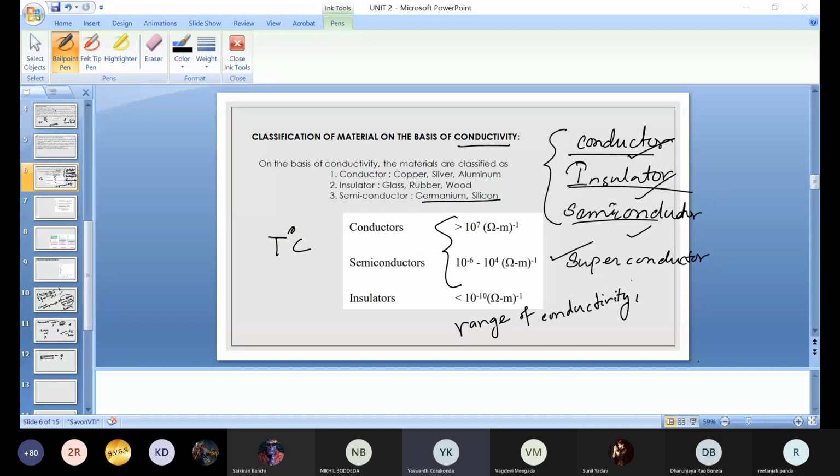Madam, unlike semiconductors, if we increase the temperature of insulators, will they conduct electricity? No, they cannot conduct electricity even if you raise the temperature. That is why they are called an insulator. Otherwise, they would fall under semiconductor. They will not conduct electricity in any situation. Okay, madam.